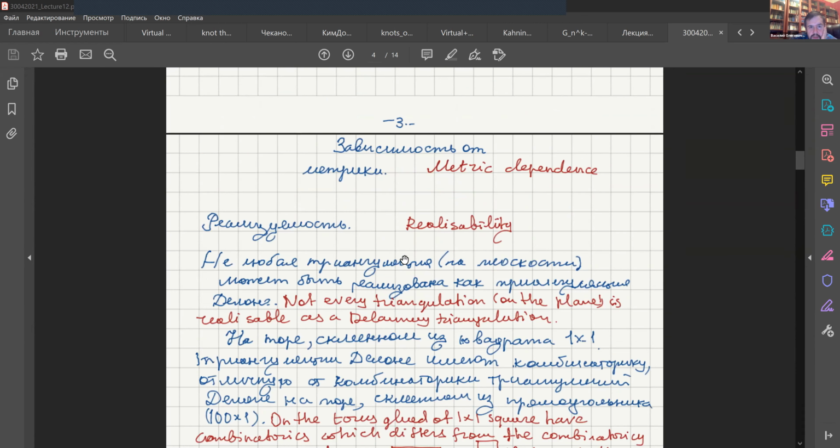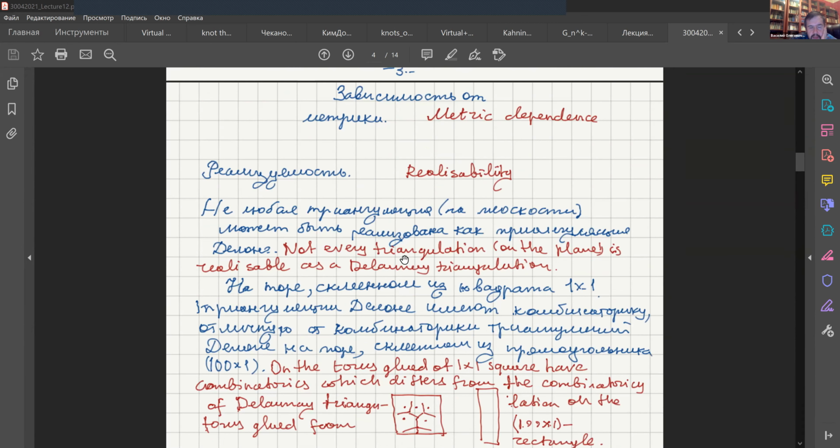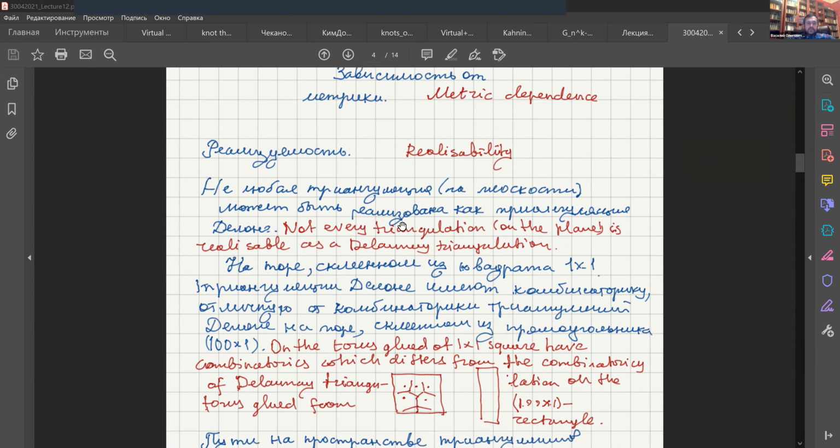Well, and now I want to say a couple of words about the metric dependence. And actually, you can now look at the realizability condition. And this will be an important exercise. Just try to draw a certain graph on the plane.